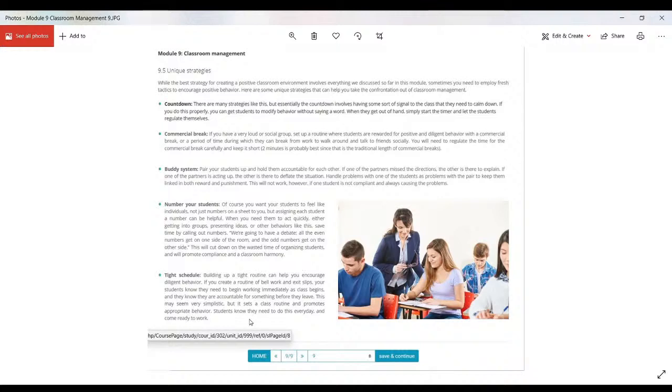Lastly, tight schedule. Building up a tight routine can help you encourage diligent behavior. If you create a routine of bell work and exit slips, your students know they need to begin working immediately as class begins, and they know they are accountable for something before they leave. This may seem very simplistic, but it sets a class routine and promotes appropriate behavior. Students know they need to do this every day and come ready to work.